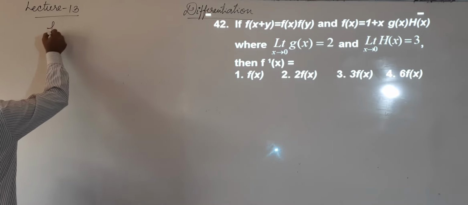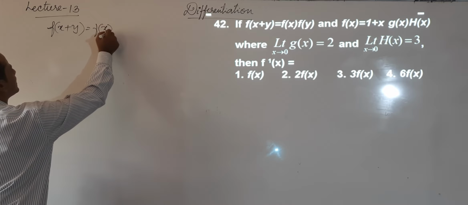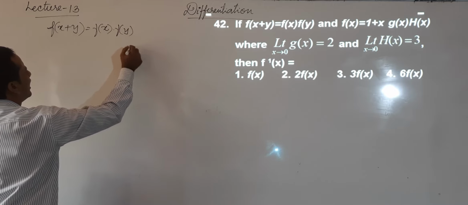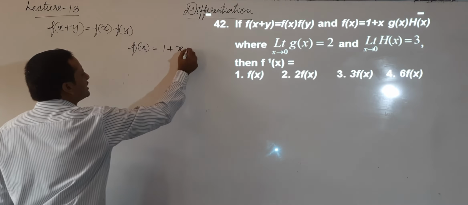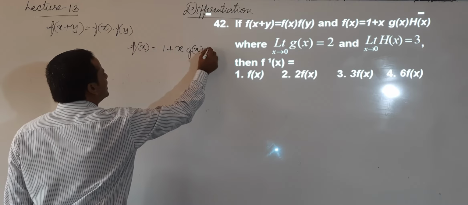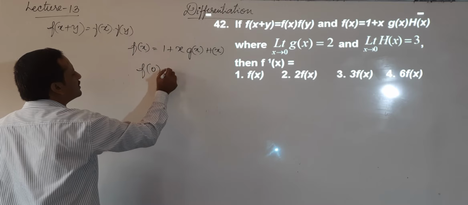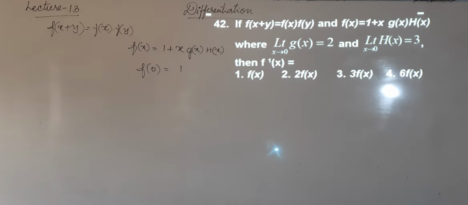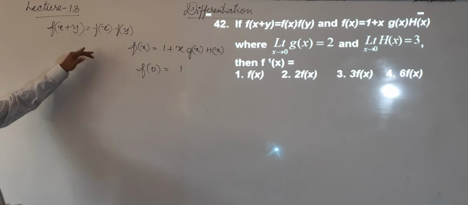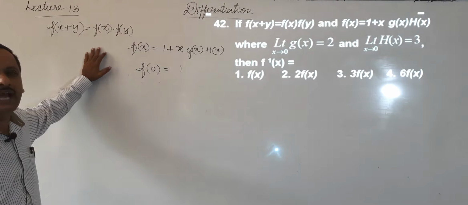Okay. See, they have given that f of x plus y is equal to f of x into f of y. And what is f of x? F of x is 1 plus x into g of x into h of x. What about f of 0? F of 0 is equal to 1 plus 0 into all this, it is 0. So, f of 0 is equal to 1.